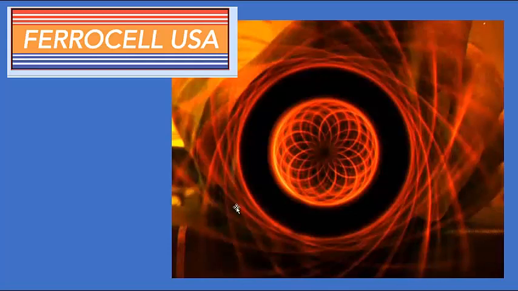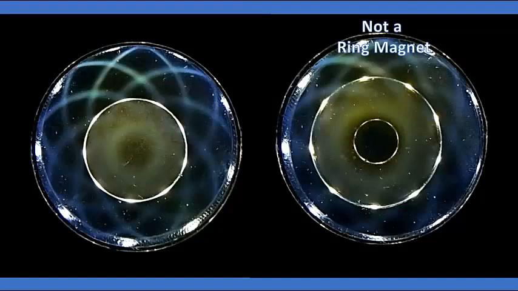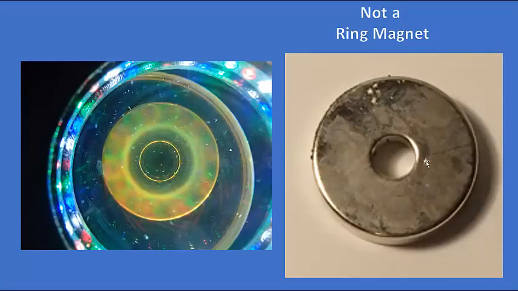pattern on the outside, a dark region, as they're showing here, although I think the ring magnet is actually on top of the ferrocell here, which is why there's no pattern here. But then you get this hypertrochoid pattern on the inside with a little hole. So there's definitely something different between the ring magnet and a magnet with a hole in it.